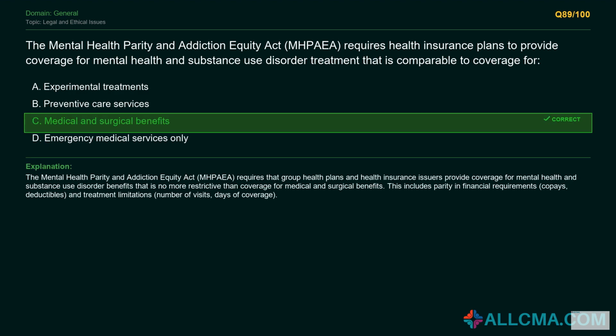The correct answer is C. The Mental Health Parity and Addiction Equity Act requires that group health plans and health insurance issuers provide coverage for mental health and substance use disorder benefits that is no more restrictive than coverage for medical and surgical benefits. This includes parity in financial requirements, copays, deductibles, and treatment limitations, number of visits, days of coverage.